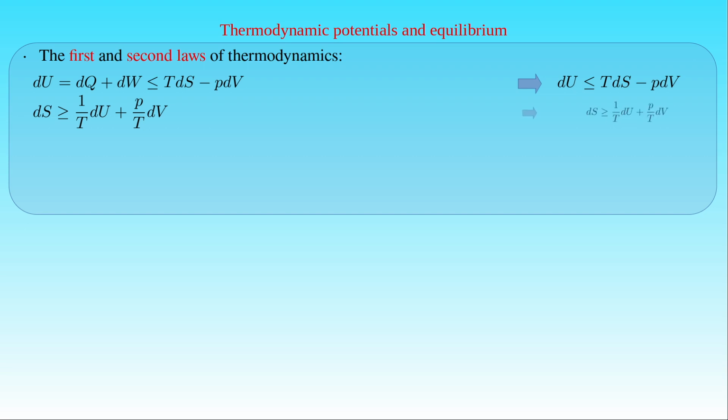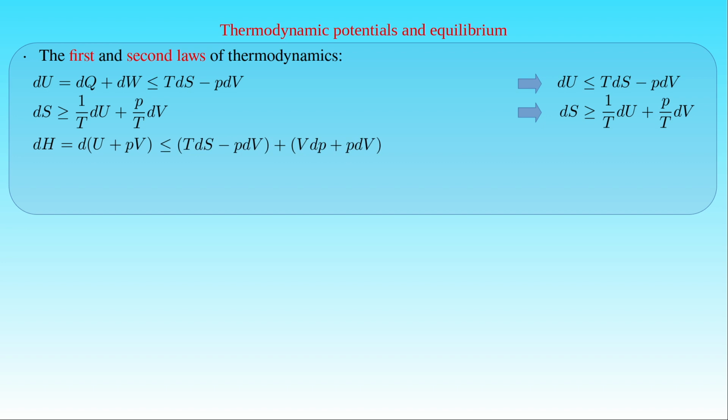These two inequalities are therefore equivalent. Now we can use the definition of the enthalpy H to write its differential as the differential of the sum of the internal energy U and the product of the pressure P and the volume V. By factoring out the terms in the parentheses and substituting the first inequality into the differential of the internal energy U, we can write that dH is less than or equal to the temperature T times the differential of the entropy S minus the pressure P times the differential of the volume V, plus the differential of the product of the pressure P and volume V given by V times dP plus P times dV.